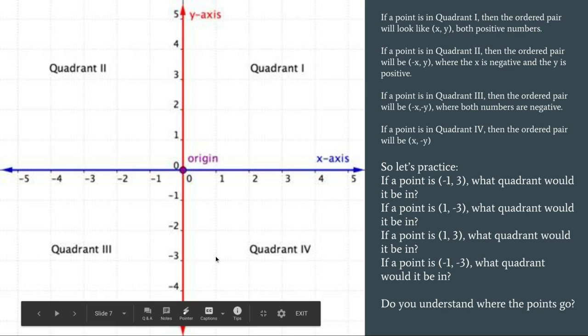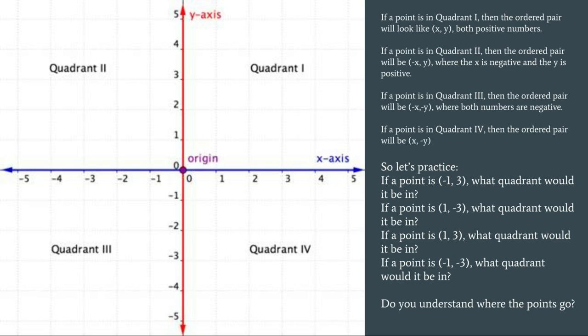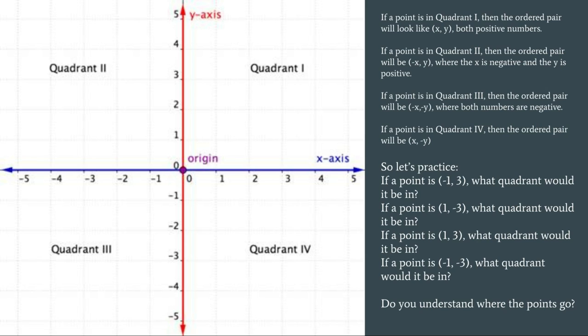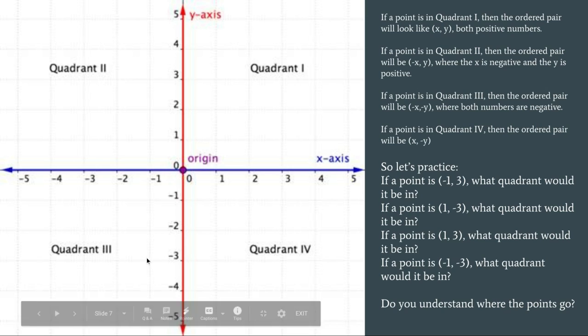If a point is (1, 3), what quadrant would it be in? We move over 1, go up 3, it's in quadrant 1. If a point is (-1, -3), what quadrant would it be in? Which quadrant has 2 negatives? So we move over 1 to the left, negative 1, 1, 2, 3 down. It's in quadrant 3. Do you understand where the points go and why?